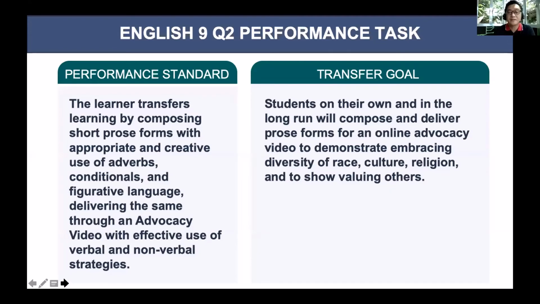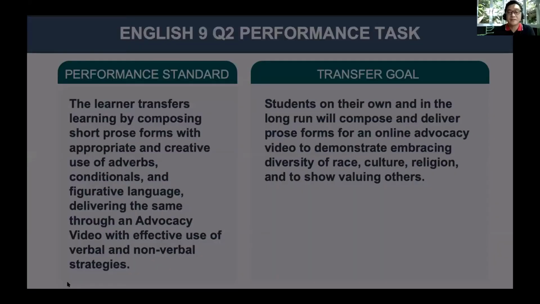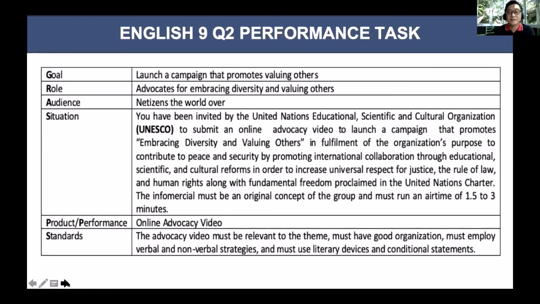And from the standard and transfer goal, here is the task. Goal, launch a campaign that promotes valuing others. By the way, this is English 9 Quarter 2 performance task. Role, advocates for embracing diversity and valuing others. Audience, netizens the world over. Situation, now here's how I again motivate them.